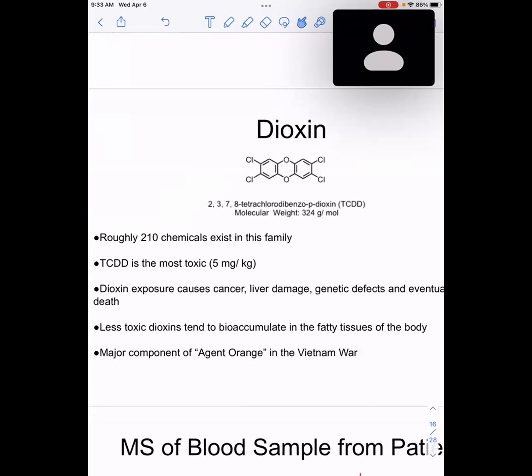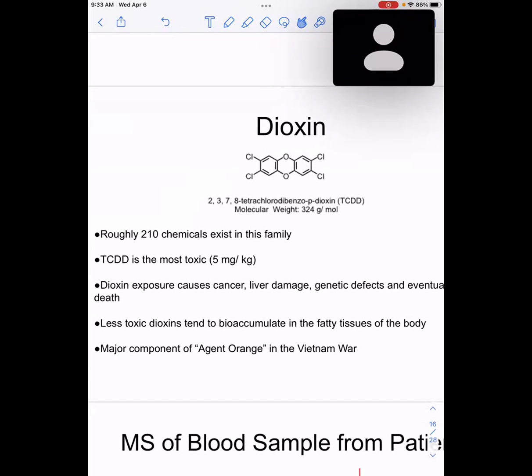So this one that's shown is the most toxic. And this is a toxin, carcinogen, causes liver damage. It was actually used in the Vietnam War with Agent Orange. I don't know how many of you have ever heard of that, but it was a chemical weapon used by the United States in the Vietnam War. And yeah, nasty stuff.